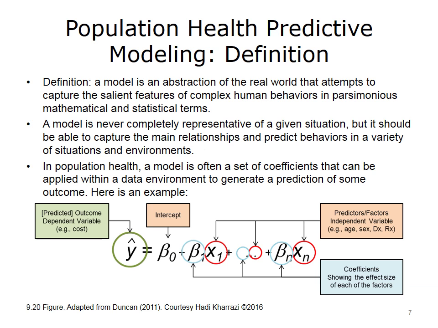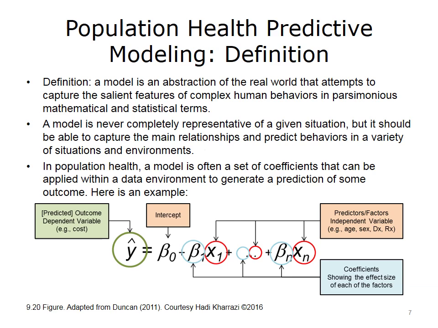A predictive model is an abstraction of the real world. A good model attempts to capture the most important features of the complex health interactions in simple mathematical or statistical terms. However, a model is never completely representative of a given situation. Indeed, a model should be able to capture the main relationships and predict behaviors in a variety of situations and environments. But it is not required to be always correct in predicting the exact outcomes.